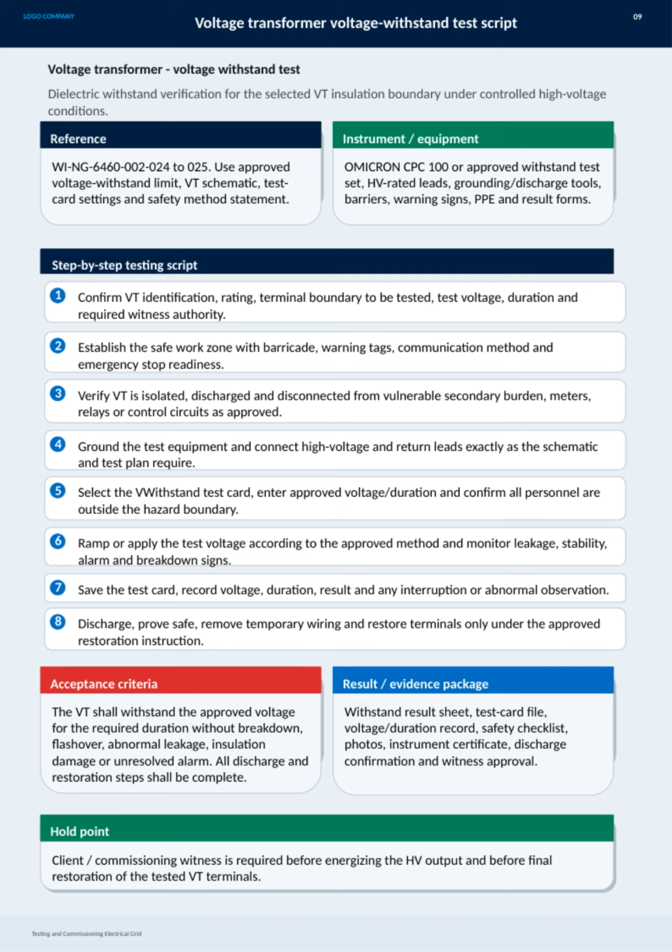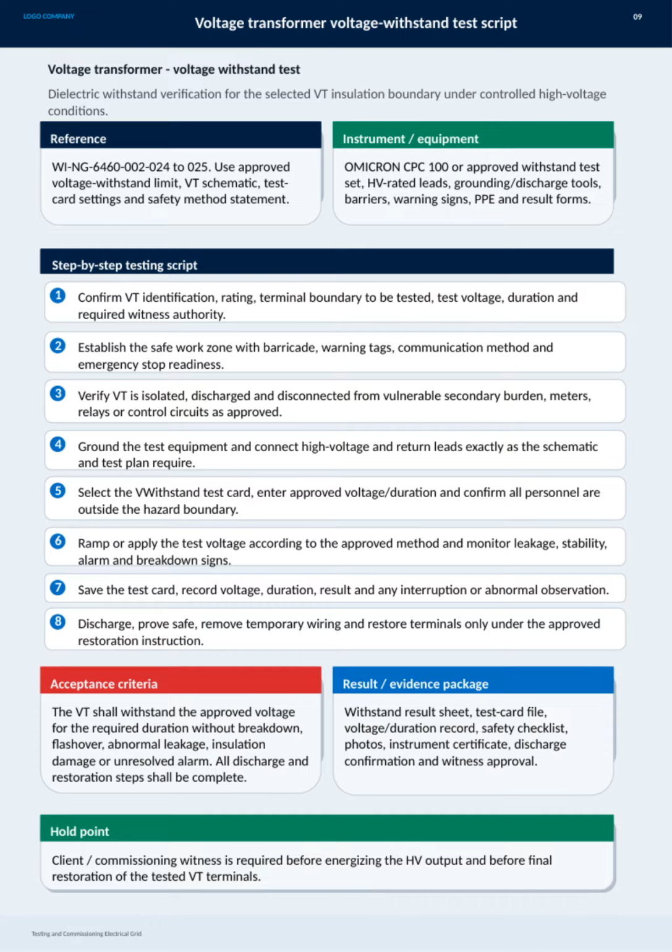This slide outlines the voltage transformer voltage withstand test script, a critical part of testing and commissioning electrical grids. The key purpose here is the dielectric withstand verification for the selected VT insulation boundary under controlled high-voltage conditions. We follow this procedure as per the reference WI NG 6460-002, which includes using the approved voltage withstand limit, the VT schematic, test card settings, and safety method statement. For equipment, we use the Omicron CPC 100 or another approved test set along with high-voltage leads, grounding tools, barriers, warning signs, PPE, and appropriate documentation.